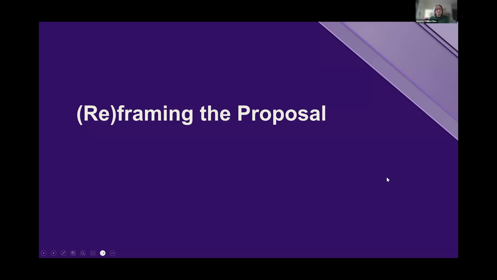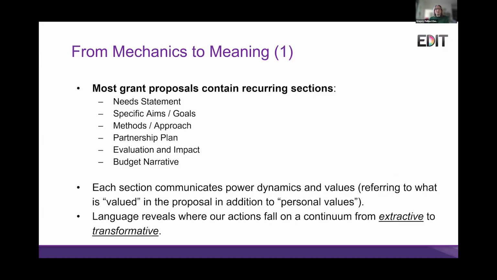So, we've talked about what a grant proposal is. Now we want to talk about how to frame or reframe the proposal if it's something you've already done and want to take another approach or another partnering approach to taking action in seeking a grant.